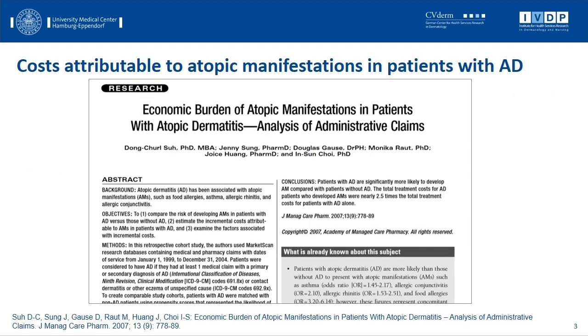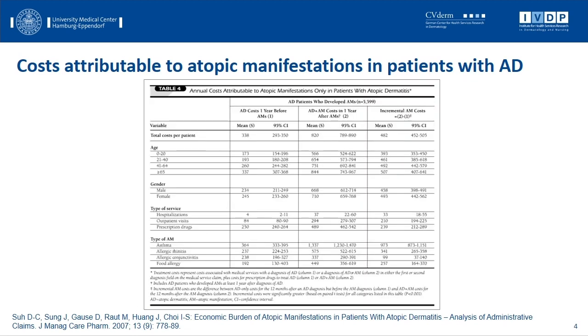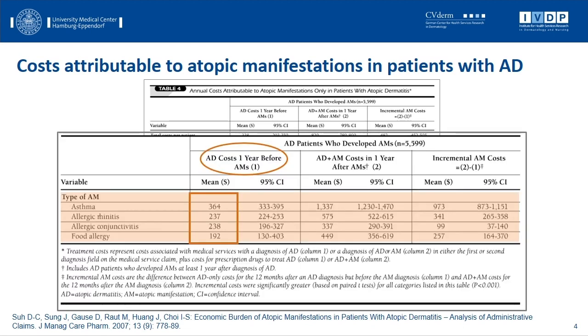This was also shown in a study by Su et al. Here they concluded that patients with atopic dermatitis are significantly more likely to develop atopic manifestations compared with patients without AD. And furthermore, the incremental cost attributable to atopic manifestations in patients with atopic dermatitis. Those were the costs in patients with atopic dermatitis before the development of atopic manifestations, and these were the costs after the development of atopic manifestations. So the incremental costs for atopic manifestations were highest due to asthma, followed by allergic rhinitis.